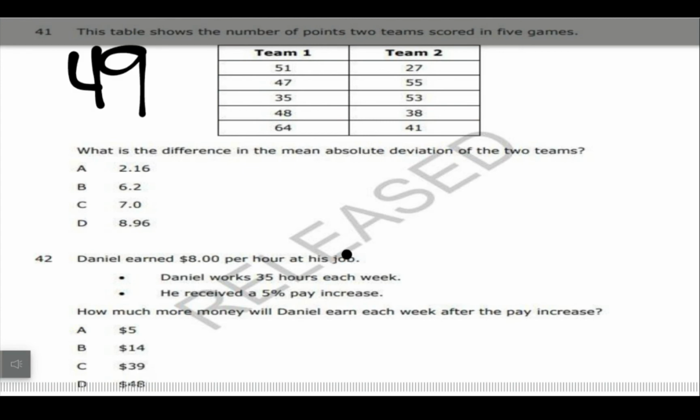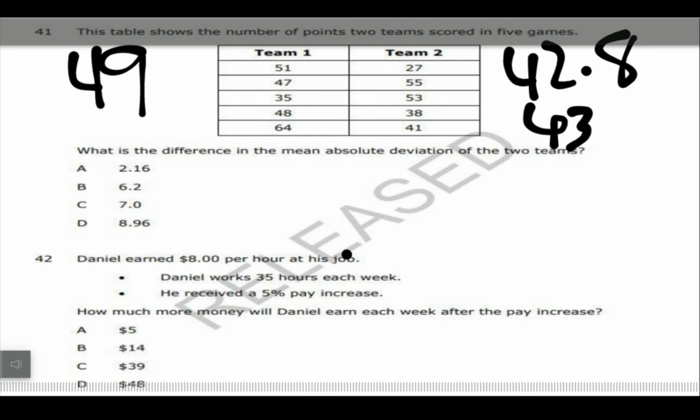So 49 is the mean for team 1. I'm going to do the same thing for team 2: 27 plus 55 plus 53 plus 38 plus 41. It's 214 divided by 5. That's 42.8, and we're going to round that to 43. Remember, for MAD, you can always round it to the nearest whole number.